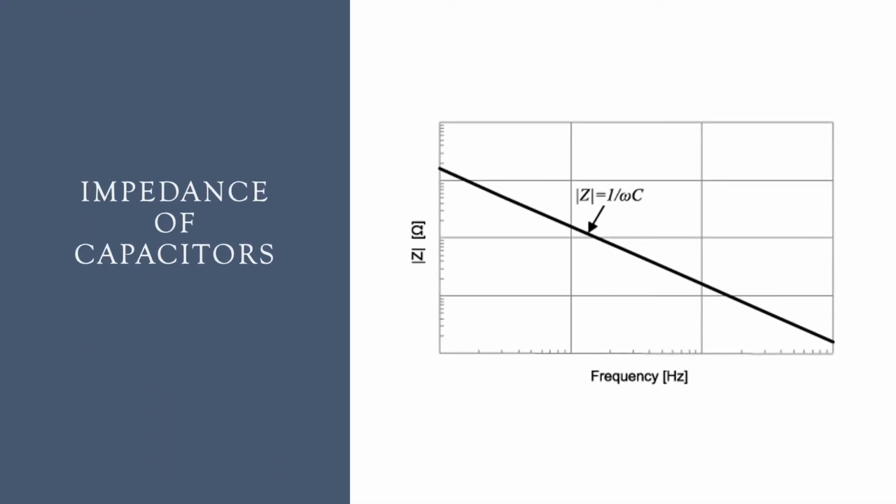The impedance of a capacitor is measured in ohms and varies in response to frequency and the value of the component. All capacitors behave similarly. At low frequency, they behave as if they were an open circuit. At high frequency, they behave as if they were a short circuit. Another way of thinking about this is that at high frequencies, the signal can pass through the capacitor, and at low frequencies, the signal is blocked by the capacitor.